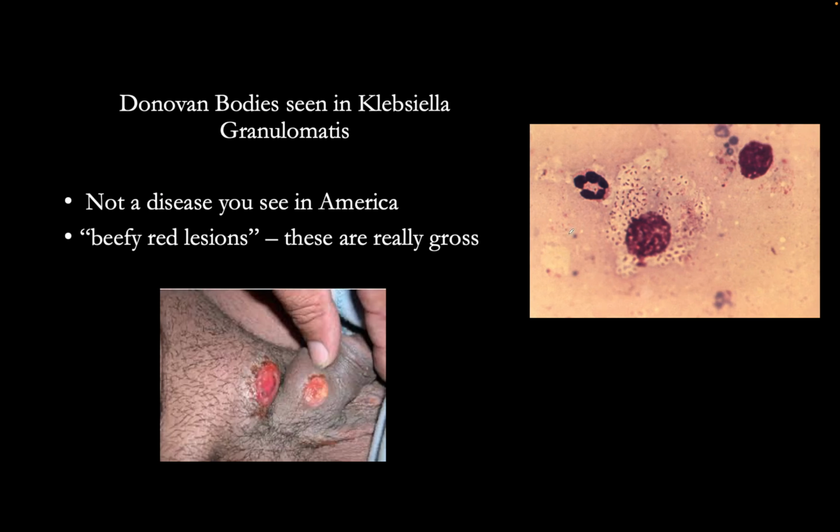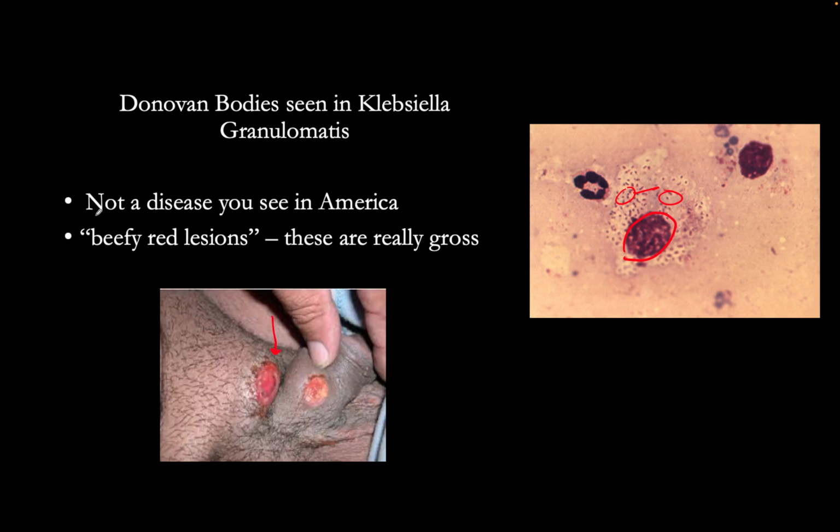Now, these are the Donovan bodies. They're little intracytoplasmic inclusions. And what we'll talk about with herpes later is, if you remember that this is the nucleus, the inclusion bodies are outside of it. So they're intracytoplasmic. And really the buzzword is beefy red. And so you kind of look at those.